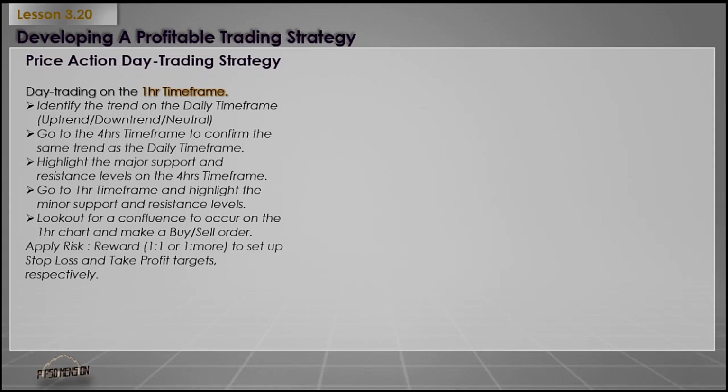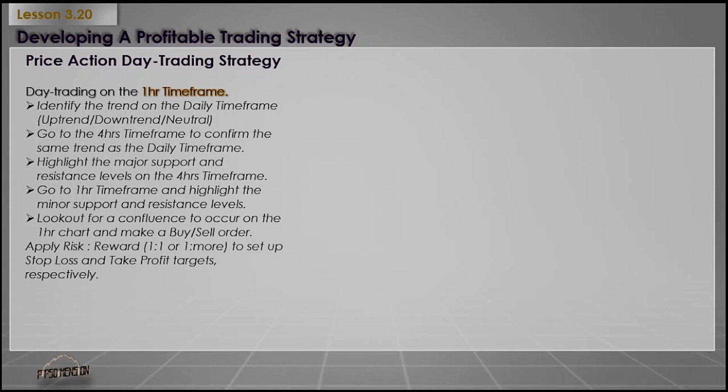Next, you come down to the 4-hour time frame to confirm if the prices are going in the same trend. If the prices are going in the same trend as the daily time frame, then you have confidence to establish that the price is going in this particular direction. That is, if it is in an uptrend, you'll be looking for buy opportunities on the lower time frame. But if it is in a downtrend, then you'll be looking out for sell trades on the lower time frame.